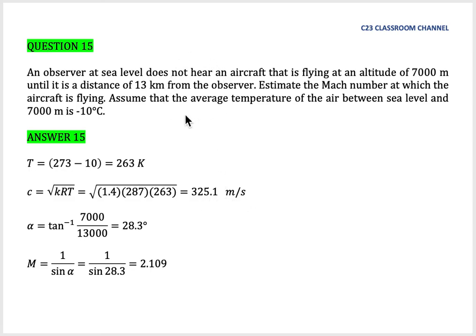And I think you already know how to draw a triangle to show the flying object and the angle created by the Mach wave created by the aircraft here. So we could say that the angle alpha is equal to the inverse tangent of 7,000 meters over 13,000 meters. So we could calculate this one and then we find that the angle alpha is 28.3 degrees. And the Mach number can be calculated as 1 over sine alpha.